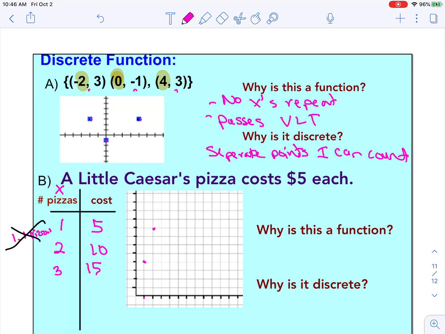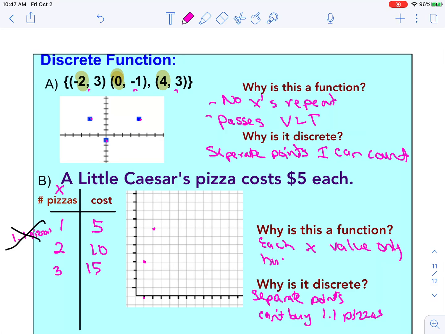So why is this a function? Again, because you have separate points. That's why it's discrete. Separate points. And you can't buy 1.1 pizzas. So it's countable, not measurable. Why is it a function? It's a function because each x value only has one exact y value or cost. So each x value of number of pizzas only has one exact cost.